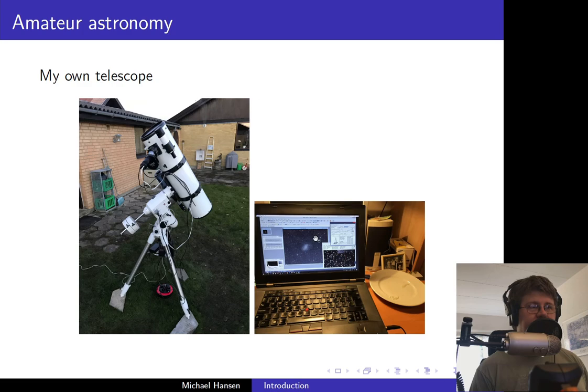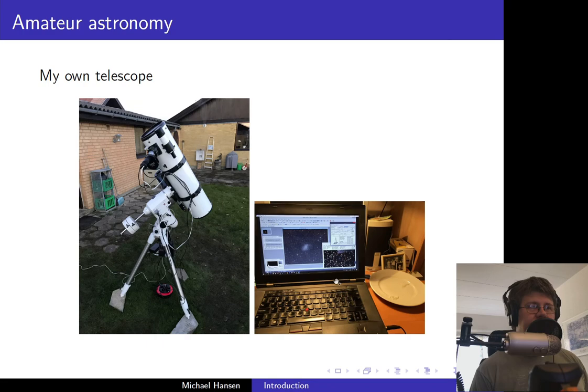And this is the guide star. You can see this little blob here. This is the guide star that this telescope here keeps centered all the time. And as you can see, I'm sitting inside. It's at my parents' because my telescope is down there. And I've just eaten something, apparently. But this is the way that I do things when I observe with my own telescope.